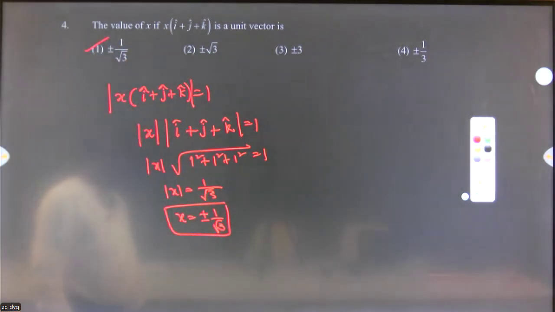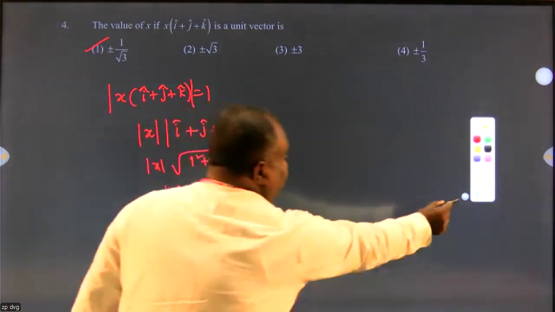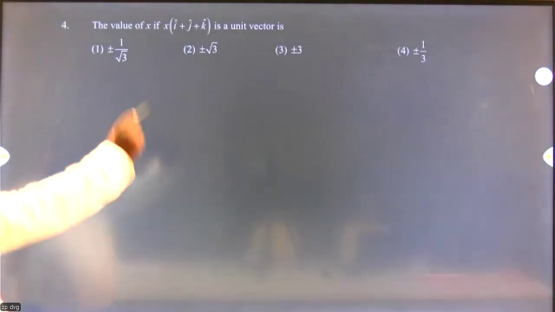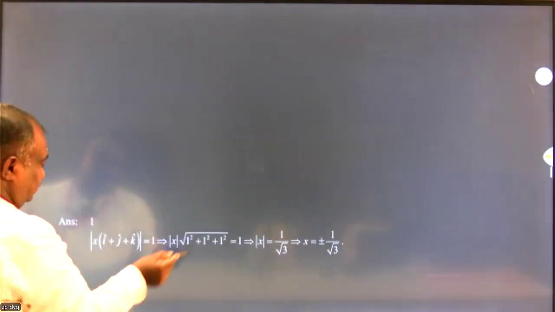This is the option to find the unknown value when the unit vector is given like this. This is the unit vector condition.